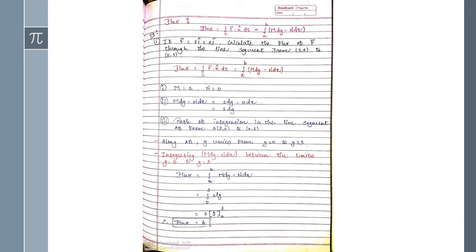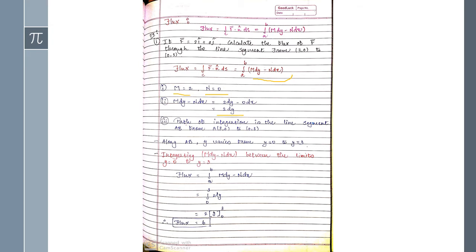Same as here, I've written the formula of the flux: integration over C of F bar dot n cap ds equals integration from a to b of M dy minus N dx. First you find M and N. You can compare this equation with the theory, so that you get M equals 2 and N equals 0. In the second step, M dy minus N dx: M as it is, that is 2 as it is, dy, minus N, that is 0, into dx. So finally you get 2y.